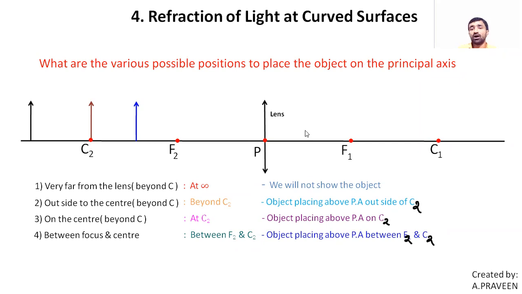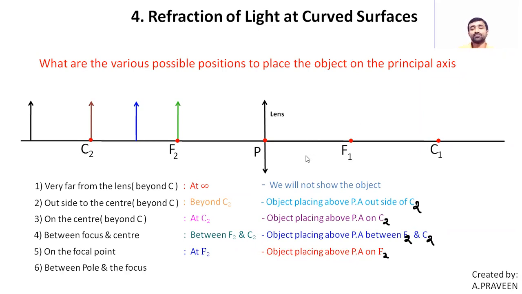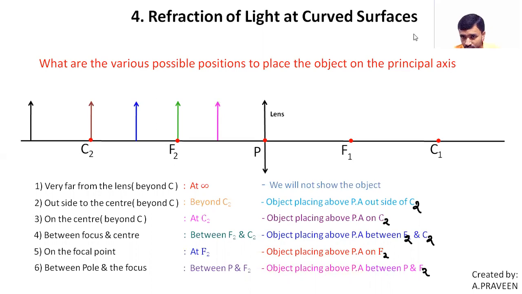Next position, onto the focus, right? So here object at F2, then here you are representing that object on the F2, above the principal axis on F2. Then next, inside the focus, between pole and focus. So here between P and F2, the object above the principal axis is drawn exactly between them, P and F2. Are you clear about these positions?